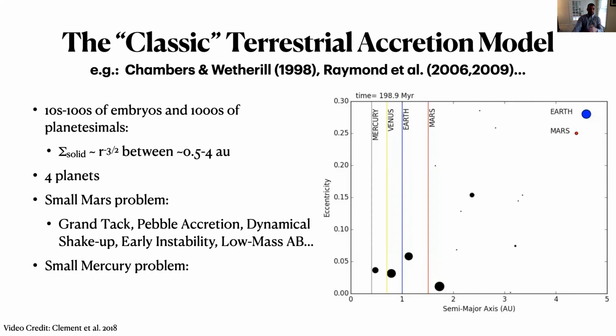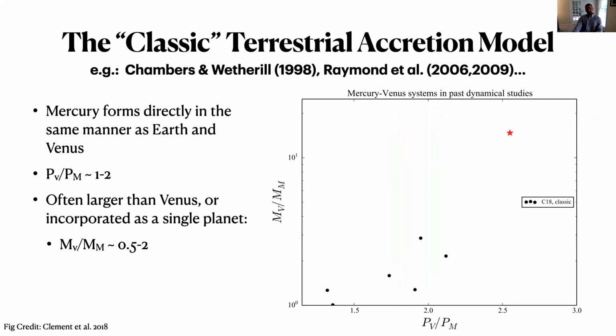Now, just like Mars, this classic scenario also has an even bigger Mercury problem. Really, none of the proposed scenarios are able to match those broad properties I laid out in the first slide, particularly the Mercury-Venus mass and orbital period ratios. So this is the first in a series of plots that I'll show that depicts the Mercury-Venus period ratio on the x-axis and the mass ratio on the y-axis with the red star denoting the solar system value.